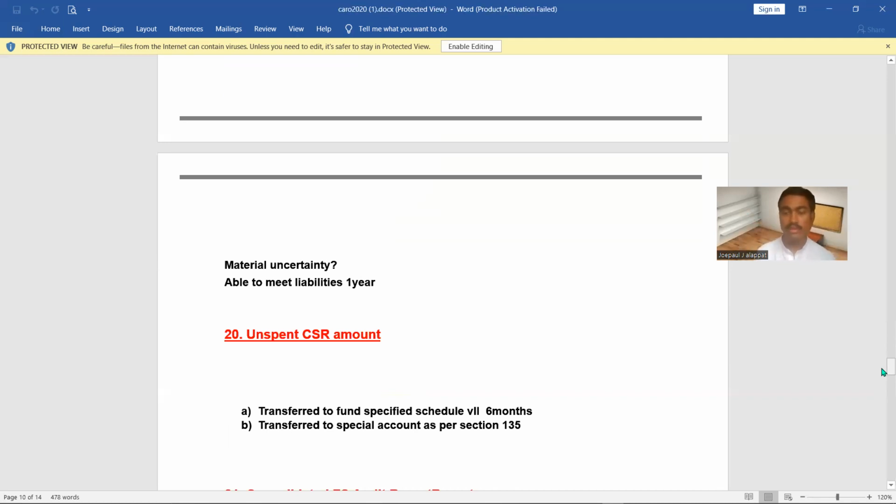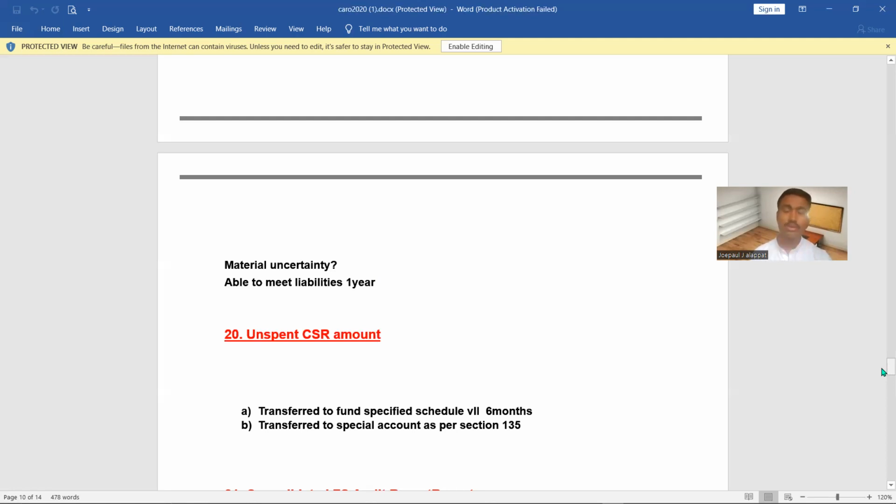Then moving on to the next clause, CSR. As per section 135, some companies are mandatorily required to fund CSR. There are two types of projects: ongoing projects and not ongoing projects. In the case of not ongoing projects, you have to transfer the unspent amount to a fund specified in Schedule 7. Let me explain again, guys. There are two types of unspent CSR: ongoing project and not ongoing project. In the case of a not ongoing project, you have to see whether the unspent amount is transferred to the Schedule 7 fund within 6 months.